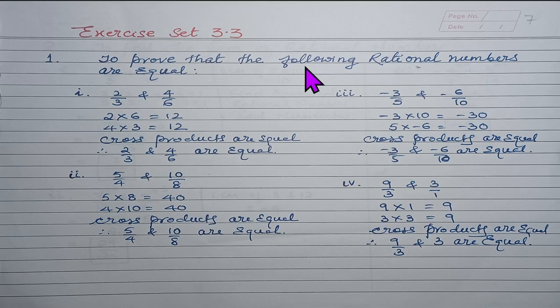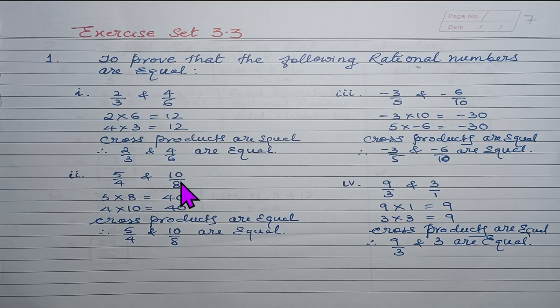Now here we have to prove that the following rational numbers are equal. So very simple. Now we have been given the rational numbers 2 by 3 and 4 by 6. To prove that they are equal, just check their cross products. The cross product of 6 into 2 is 12 and 4 into 3 is 12, the cross products are equal, that means the two rational numbers are equal, and that is exactly what I have shown here.